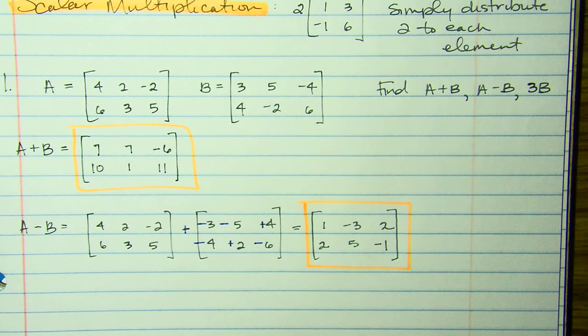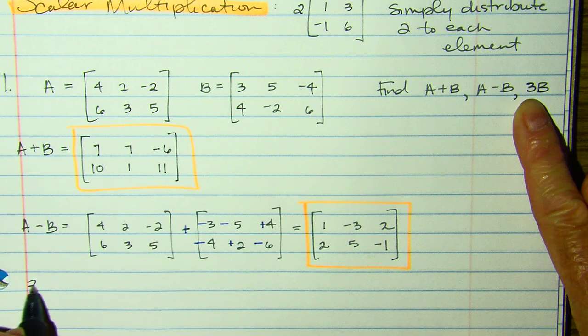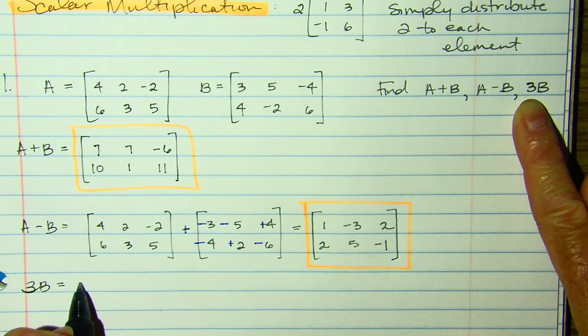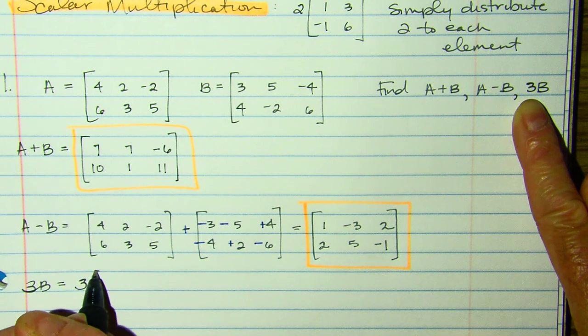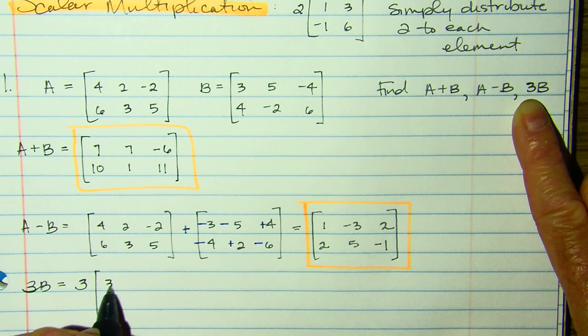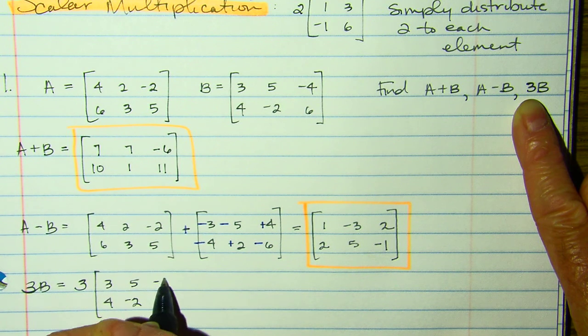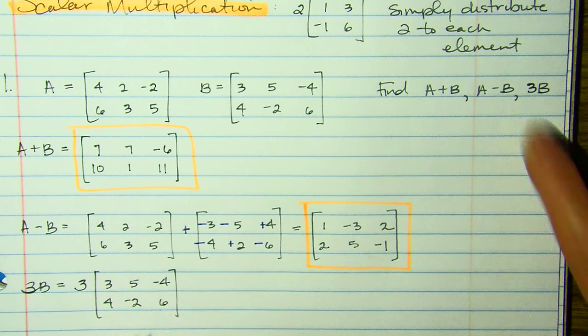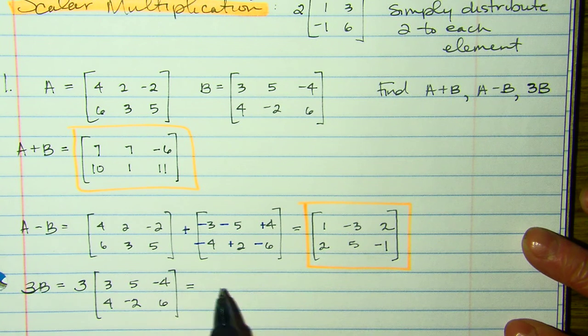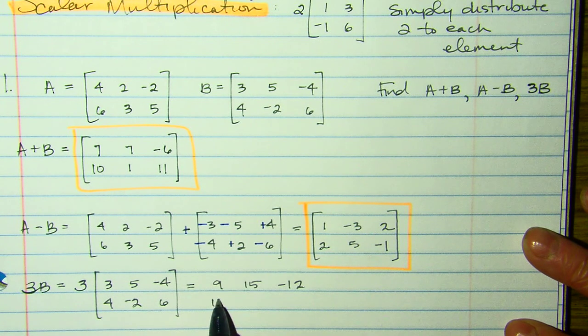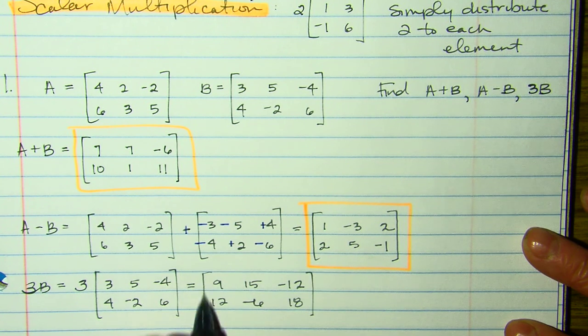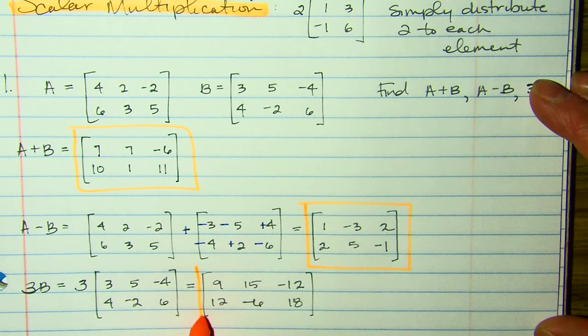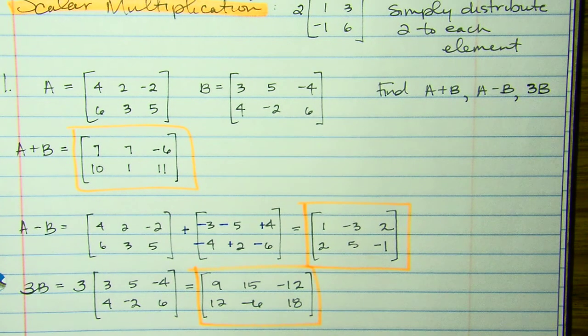And then finally find 3B. So that is an example of scalar multiplication. So I'm simply going to distribute 3 to each element in my matrix. So 3 times 3 is 9, 15, negative 12, 12, negative 6, 18. And that would be the answer. Okay, so that is pretty simple.